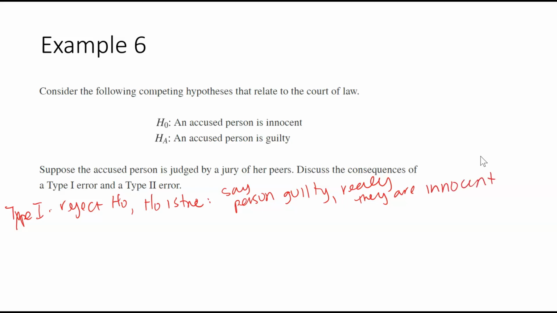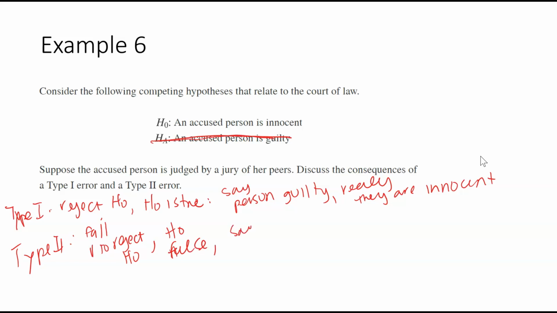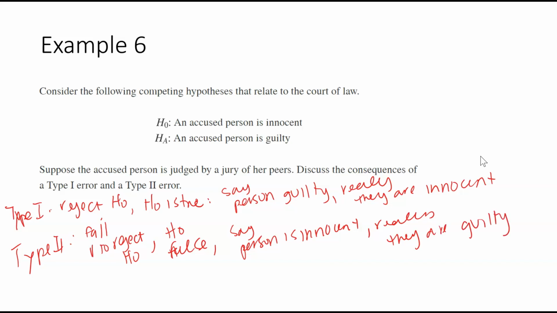Yikes, right? All right, what's a type 2 error? A type 2 is we fail to reject the null, but the null is false. So we fail to reject the null, which means we accept the null. We say that the person is innocent, but really, we shouldn't have done that. Really, they are guilty. Now, I think in this case, it's impossible to know which one is more harmful.